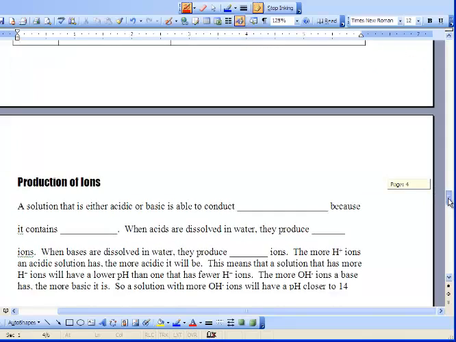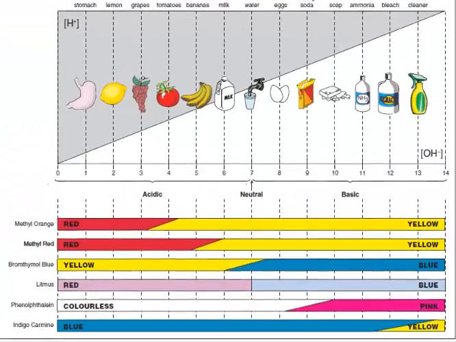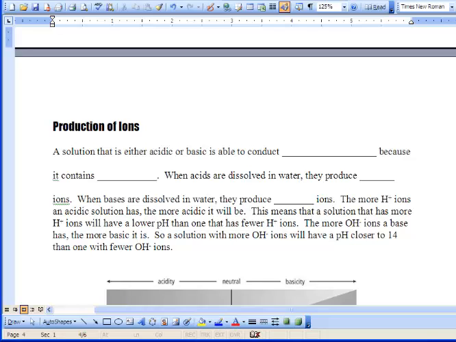So if we turn the page, we're going to be talking a little bit about the production of ions. So this is really important because we need to be able to know if something is acidic or basic. Now we can test it with a pH meter, and we can also use a bunch of different indicators, and we're going to get practice at this in class. And you can refer back to your data booklet. And these are the different indicators that you would be using to test if something's basic or acidic.